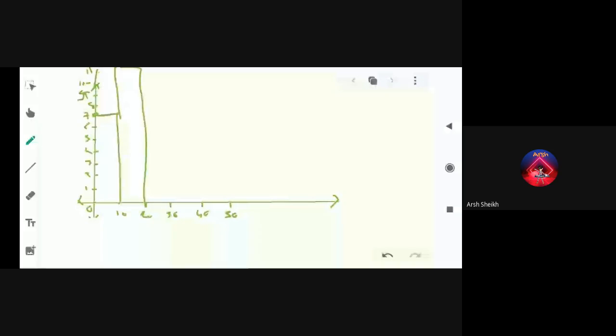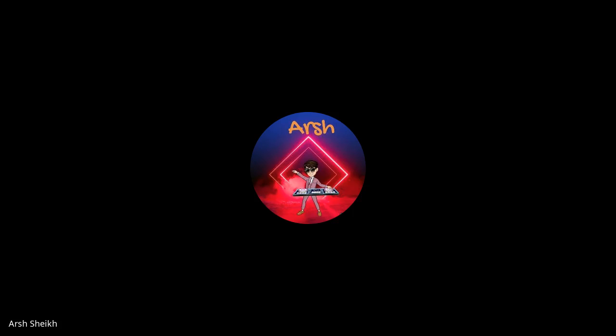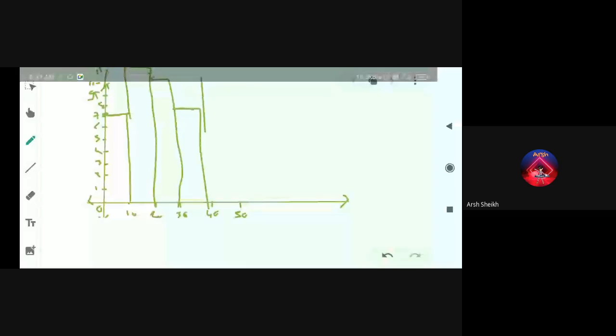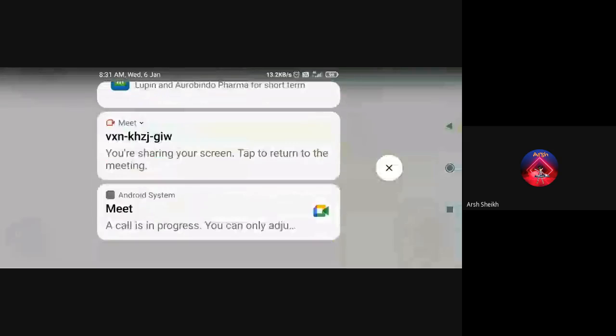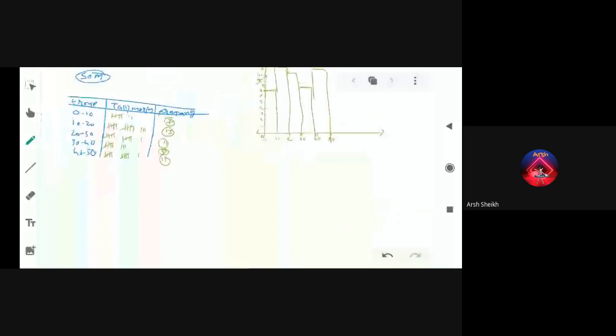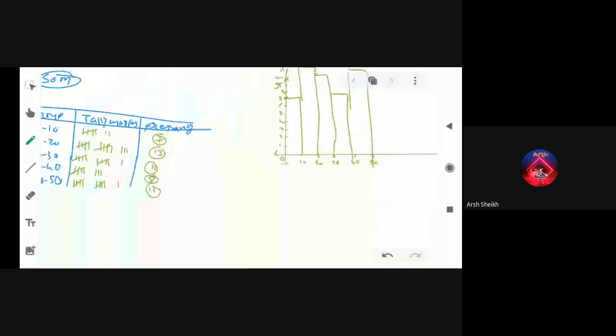And between 20 to 30, the data is given as 11. Between 30 to 40, the data is given as 8. And between 40 to 50, the data is given as 11. Right? Now, what is the difference? Please see here. In this graph, you can observe one thing.